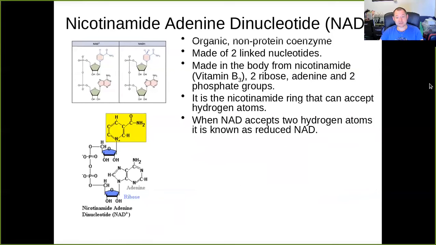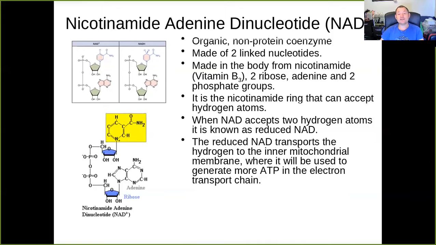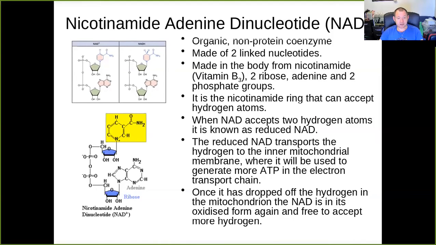When NAD accepts 2 hydrogen atoms, it is known as reduced NAD. The reduced NAD transports the hydrogen to the inner mitochondrial membrane, so the NAD is going to the mitochondria to deposit its hydrogens. I'll explain why later. So it will be used to generate more ATP in the electron transport chain. Once it has dropped off the hydrogen to the mitochondria, the NAD is now back in its oxidized form and free to accept more hydrogens.